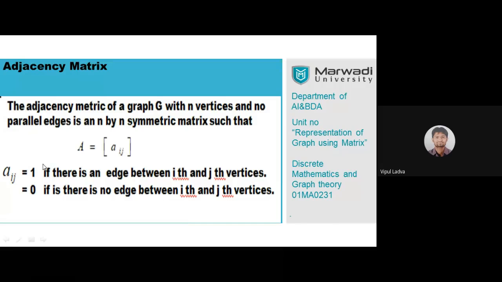That particular matrix will have only two types of entries. Either the entry will be 1 or the entry will be 0. We allot entry 1 if there is an edge between the ith and jth vertex. If we have an edge which connects the ith vertex to the jth vertex, then at the place aij, we will allot 1. And if we are not having any connection between both those vertices, then the respective place will have the entry 0. 0 if there is no edge between ith and jth vertices.